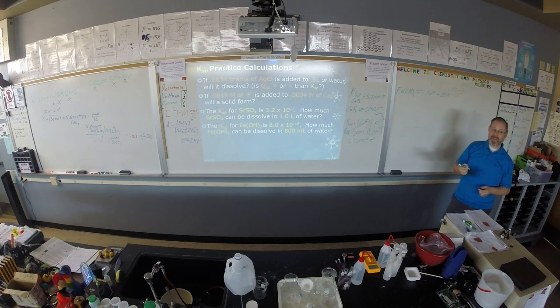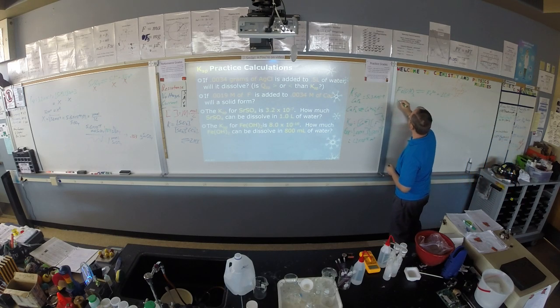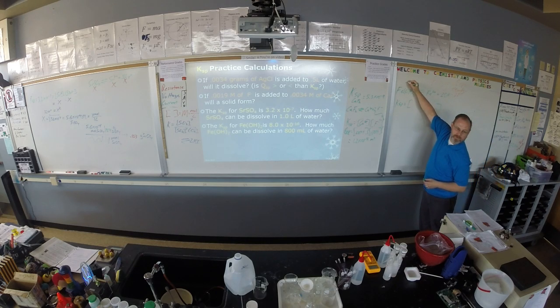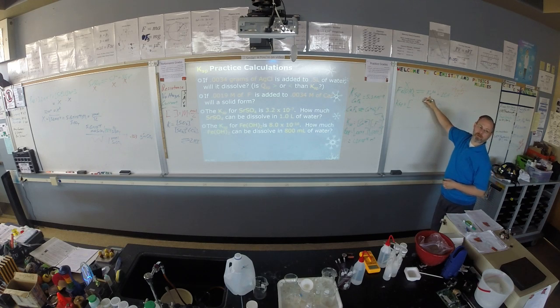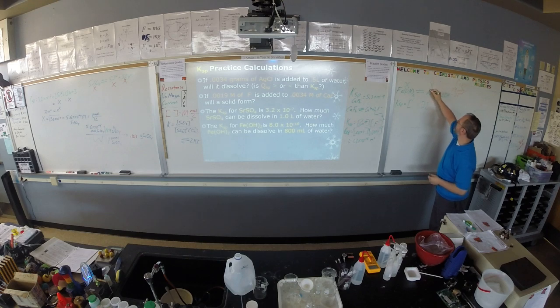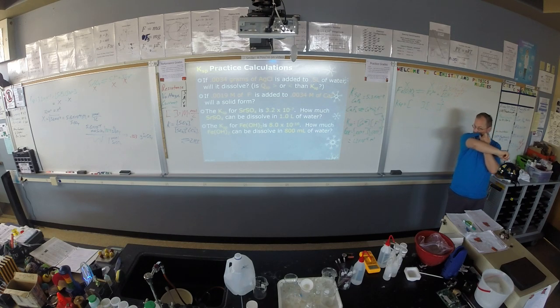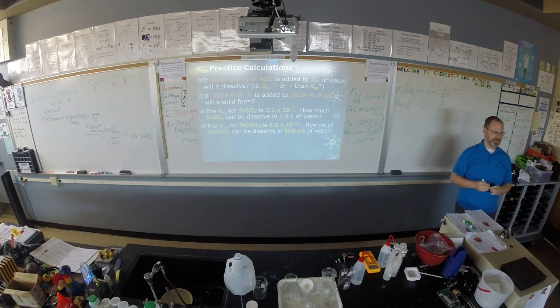And since that's the case, the Ksp is not a 1-to-1 ratio. Because for every x of these, are you paying attention, AJ? For every x of these, how many of these do you get? 2. You still get x, but how many of this do you get? 2x. And this coefficient becomes a square in the Ksp equation. Can you see this?